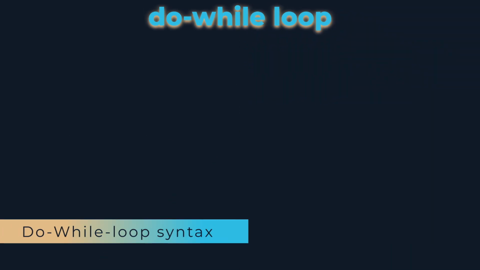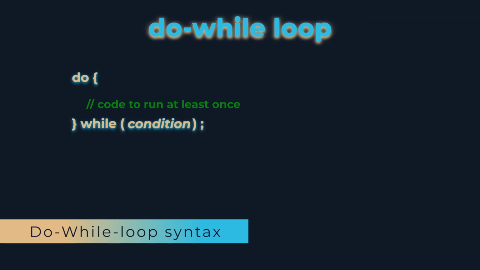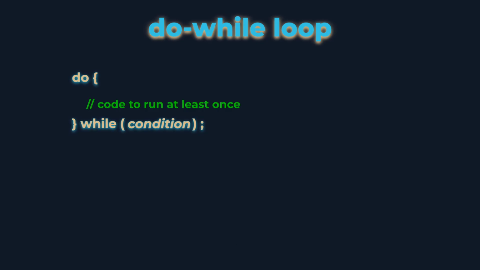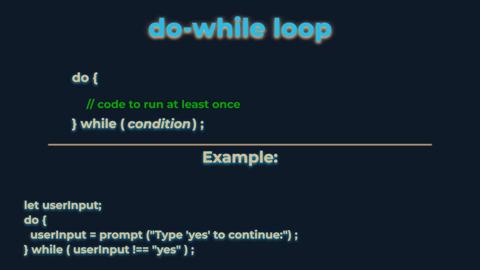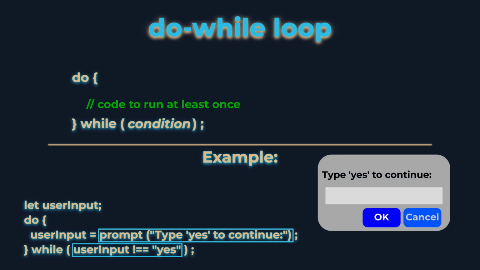Now here's a cousin of the while loop, the do-while loop. This one is special because it always runs at least once, even if the condition is false from the start. Here's an example. This will keep asking the user to type yes until they actually do it. Regardless of the user input, the code runs once before checking.